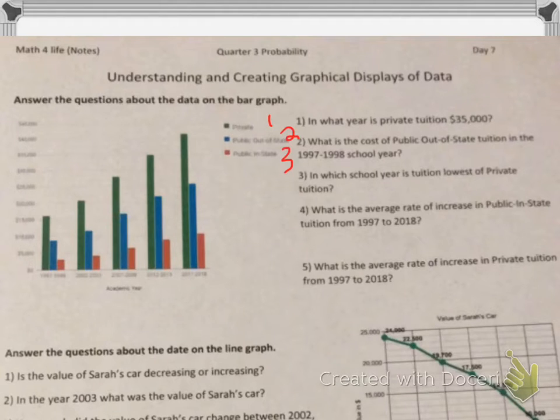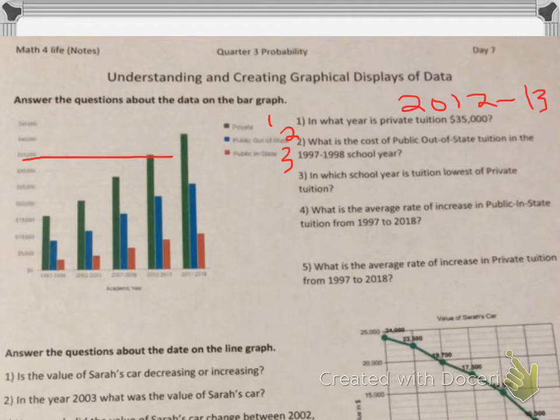Number 1 says, in what year is private tuition $35,000? Again, remembering private is that first bar graph in each section. We want to know when it's up at $35,000. Well, the top one is $45,040, and then right here is $35,000. So in what year were we at $35,000? That is 2012 to 2013. So the answer to that would be the year of 2012 to 2013.